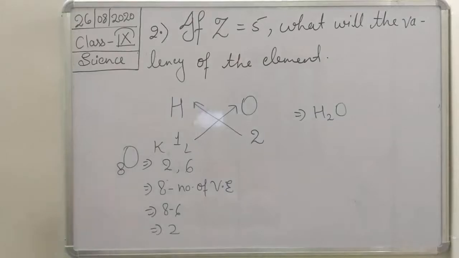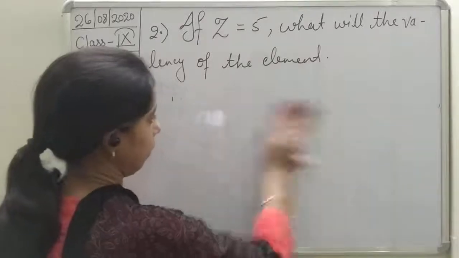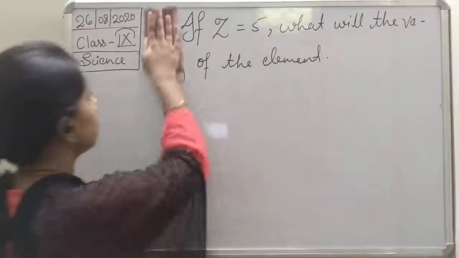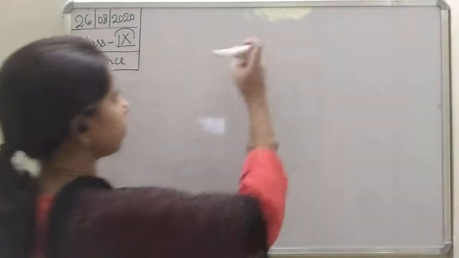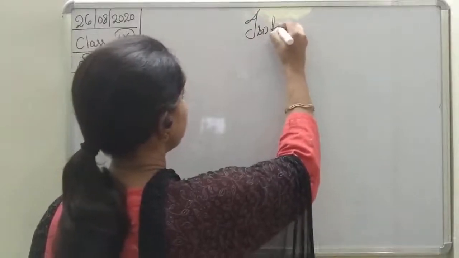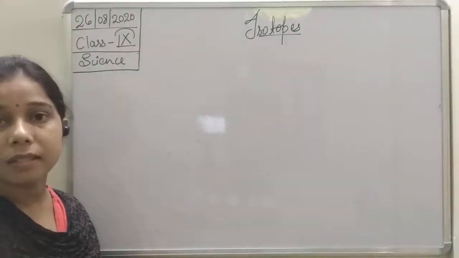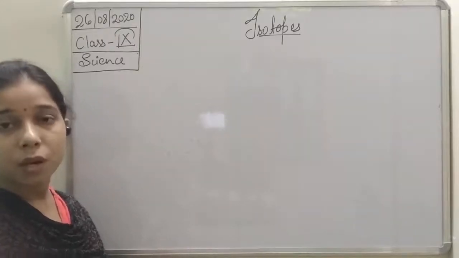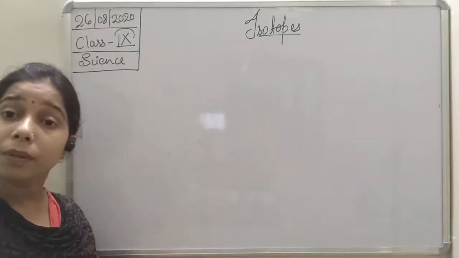Now we will move to our next topic, students, and that is isotopes. Isotopes, students. Iso means same. Isotopes means there are different kinds of atoms which have the same atomic number, which are actually the same element, but their properties vary.